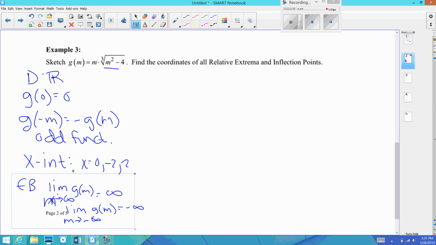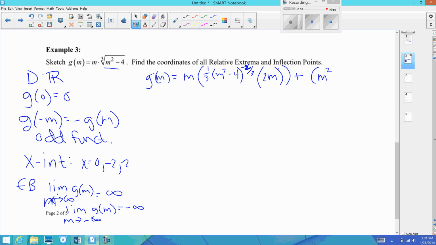All right. So now we can start to analyze to find the relative extreme, and we'll analyze the derivative. So we have g prime of m. G prime of m is, so we have the first times the derivative of the second. Don't forget to multiply, that's a 2 there. Don't forget to multiply by the derivative of the inside, plus the second times the derivative of the first, which will just give us m squared minus 4 to the 1/3.